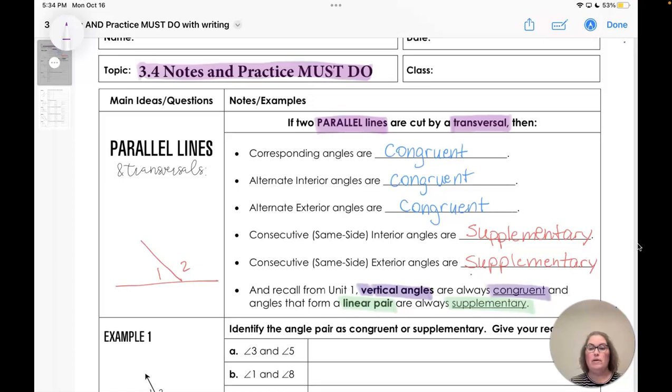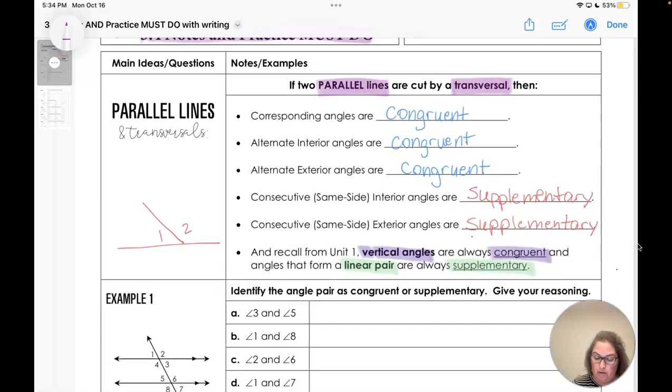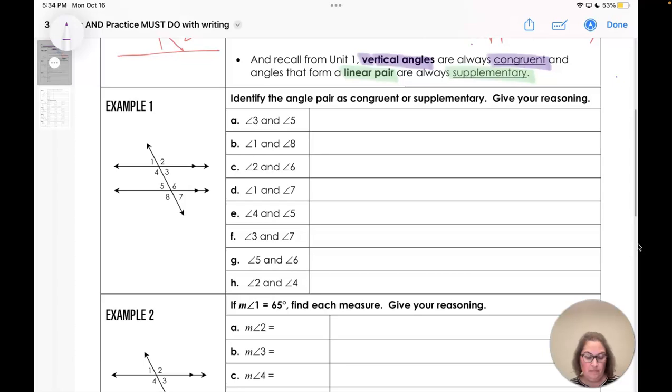Vertical angles are always going to be congruent. I'll have an example of those down below. And then like what you see at the left, angle 1 and 2, the ones that form a linear pair, those are going to be supplementary as well. So let's look at these.